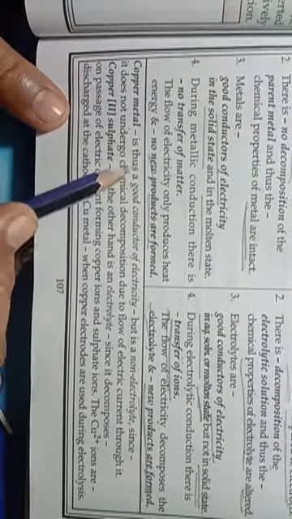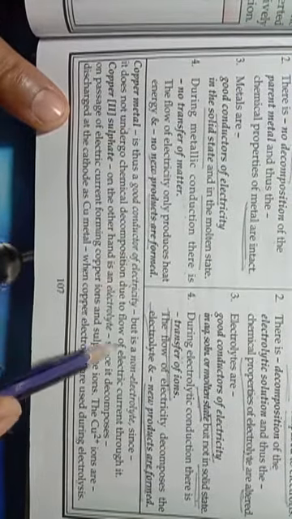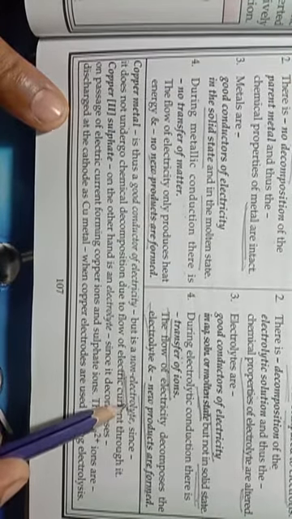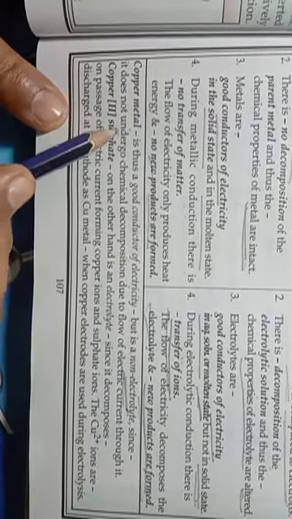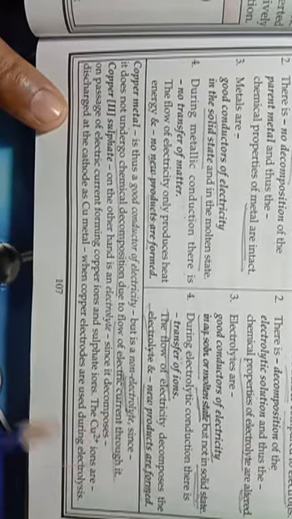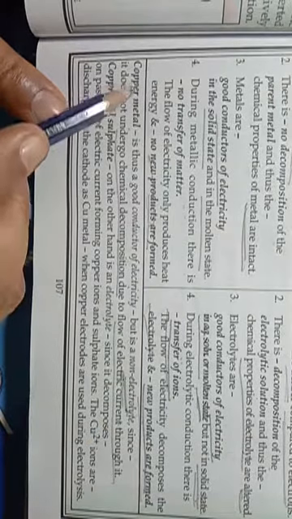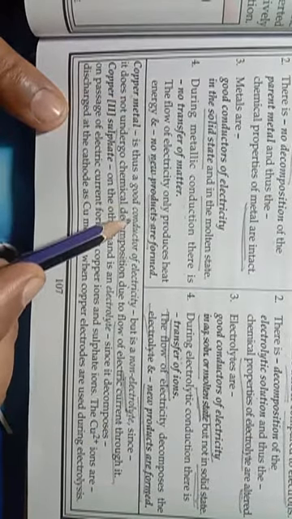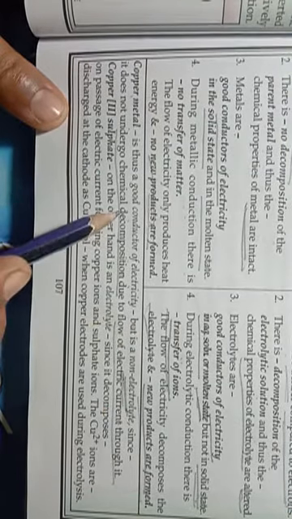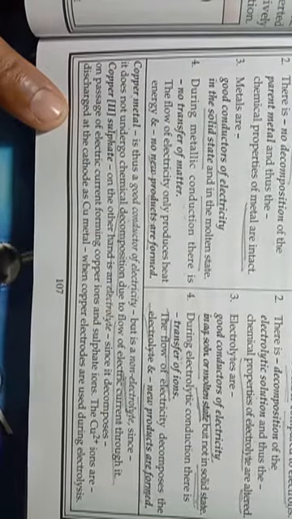Copper metal is a good conductor of electricity but is a non-electrolyte since it does not undergo chemical decomposition due to the flow of electric current. Okay, copper metal is a conductor of electricity but a non-electrolyte because in the presence of electricity no such decomposition takes place.